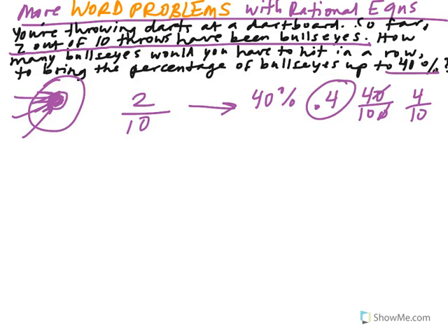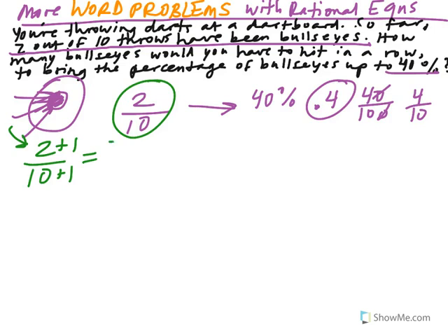Alright, so let's think about what getting a bullseye would do to this ratio. How would it change it? Alright, so let's say we have 2 out of 10 and we throw a dart and we hit the bullseye. Alright, so my number of bullseyes is increased by 1. And the number of darts I've thrown has also increased by 1, right? So now my ratio has gone up to 3 out of 11. And if you do that on your calculator or whatever, you'll see that that's equal to 27.27%.